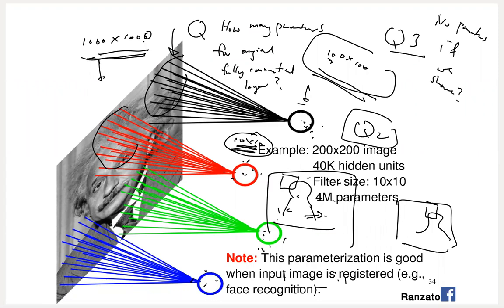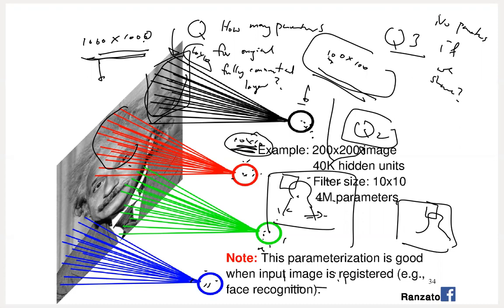Okay, if you share them, all of these nodes will be sharing the same parameters. Basically, you can think of all of them having a filter that is 10 by 10 here. So all of these parameters are the same. For this second layer, if it's 1,000 by 1,000.